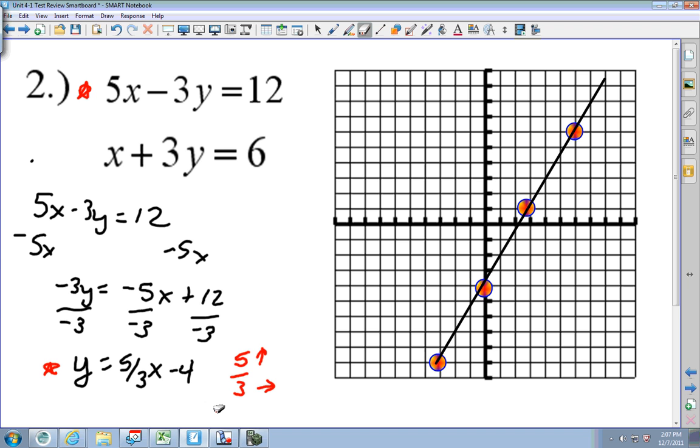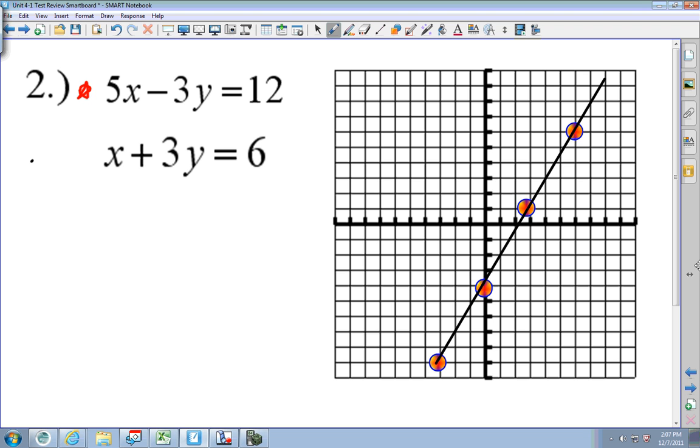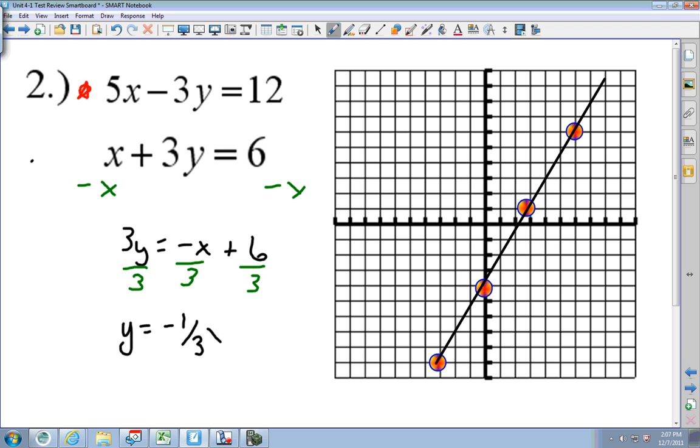So let me erase this to make some room here because we need to do the second one. All right. Second one, I'm going to solve for y. I'm going to subtract x from each side. I get 3y equals -x plus 6. Then we're going to divide by 3. Y equals -1/3 x plus 2.